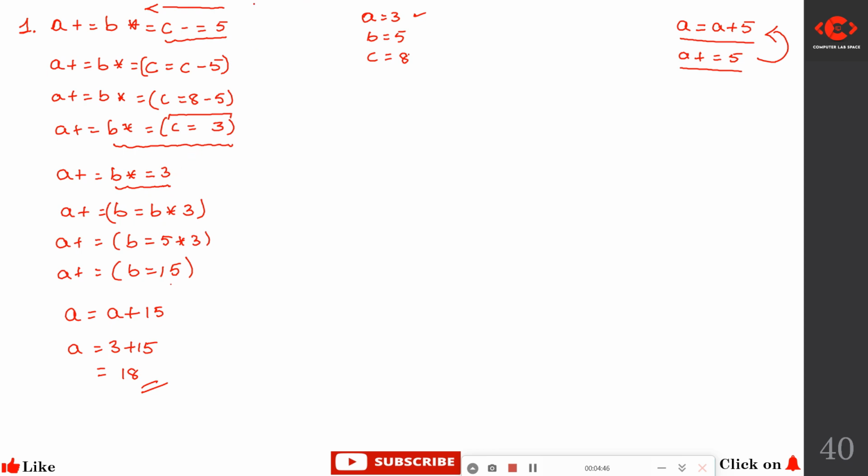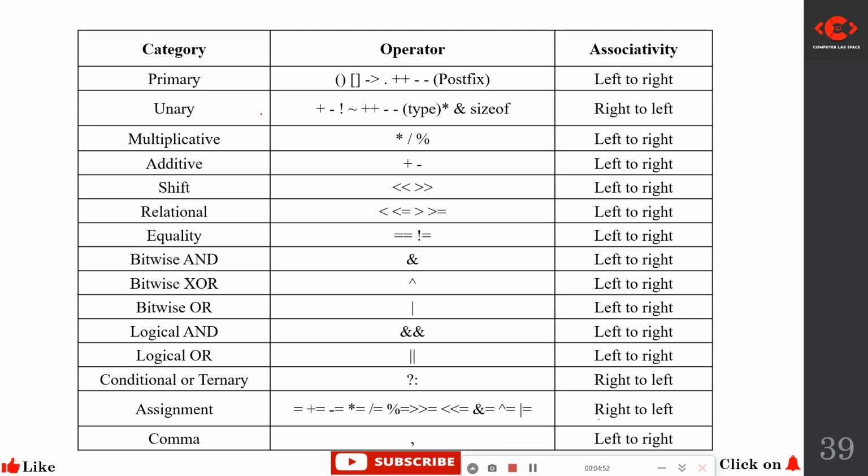We need to solve it, and the associativity of this expression is right to left. Why? By looking at the precedence and associativity table, you can easily find that for the assignment operator we have right to left associativity. Is it clear? Any doubt in this? If you have any doubt, you can put it in the comment section.